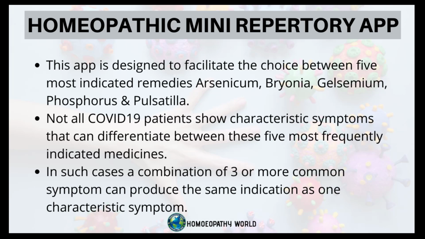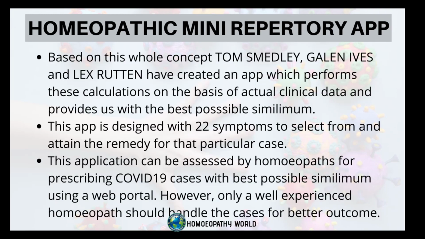However, there are many indications and many remedies that are indicated in COVID-19 patients, like Nux vomica, Lachesis, Natrum, Aconite, Belladonna, etc. There were multiple remedies that were given in COVID-19 cases. So not all COVID-19 patients show characteristic symptoms that can differentiate between these 5 most indicated remedies. In such cases, a combination of 3 or more common symptoms can produce the same indication as one characteristic symptom. Based on this concept, Tom Medley, Galen Ives, and Lex Rutten have created an app which performs these calculations on the basis of actual clinical data and provides us with the best possible simillimum.